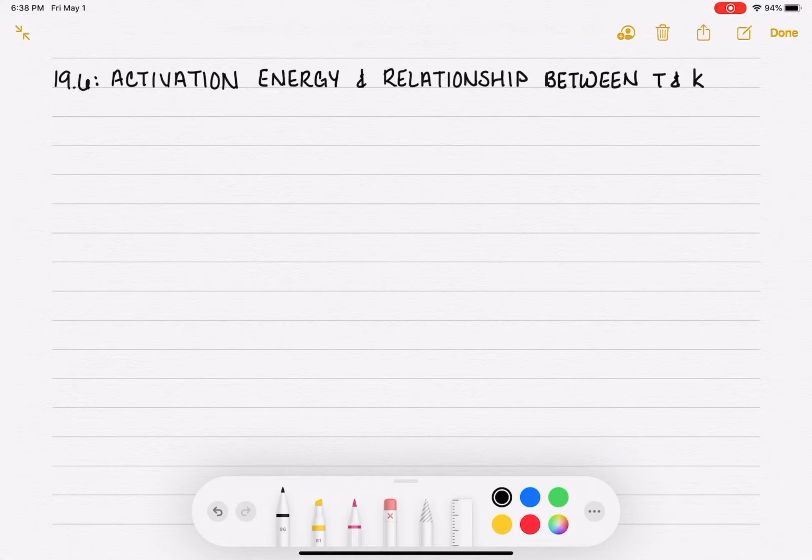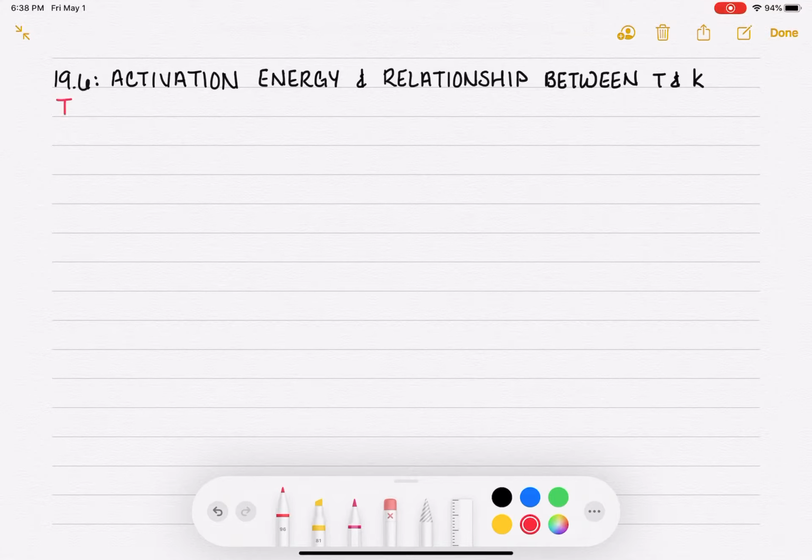In this section, we're going to be talking about activation energy, which is something that we've talked about a little bit, not much. You might not remember what it is, but this is where we're really going to get into it. And we're also going to talk about the relationship between the temperature of a reaction and the value of its rate constant.